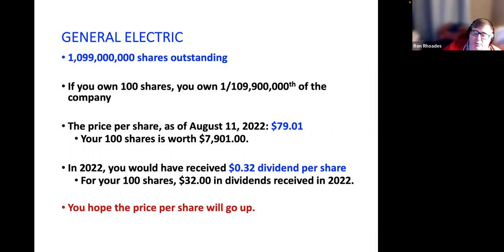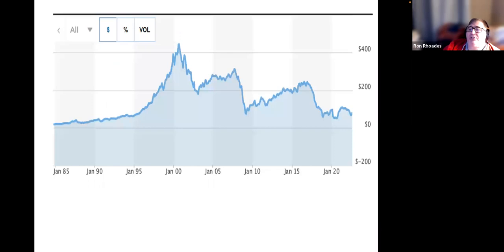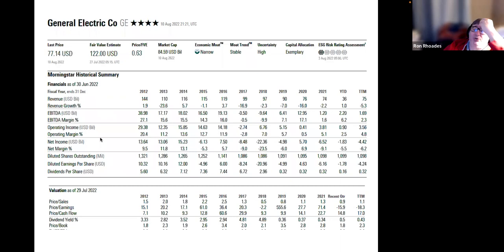Of course, you hope that the price goes up. Unfortunately, if we look back at the history of General Electric, in the late 1990s it became the most valuable company in the world, but starting around early 2000, the value plummeted and continued to plummet. In fact, the value has kind of trended downward since then. Kind of one of the reasons why.